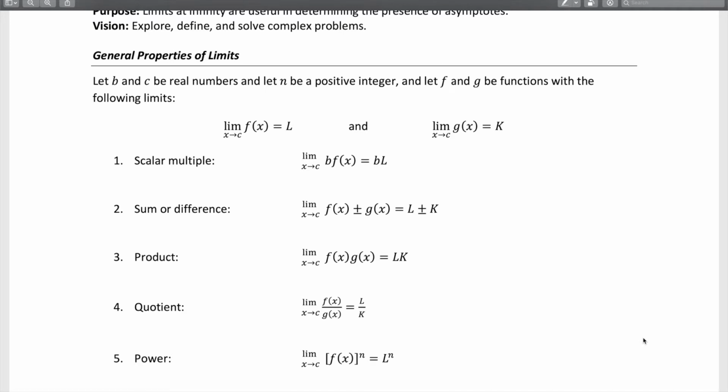To begin with, let's look at some of these properties. We basically have b and c are real numbers, n is a positive integer, and then we have these functions f and g, and they have these properties. The limit as x approaches c of f of x is going to equal L, whatever that is, and this limit over here with g of x at the same x value will be approaching k, and we have all of these properties. So basically, if we have some number multiplied by a function, then the limit is just going to be multiplied by that same number.